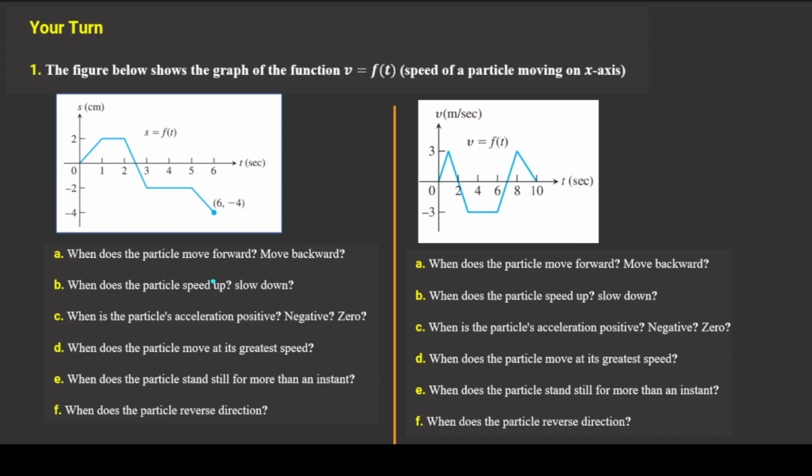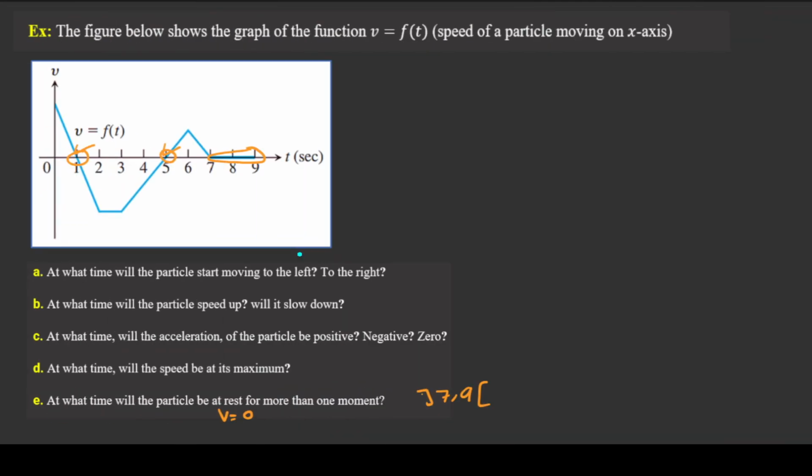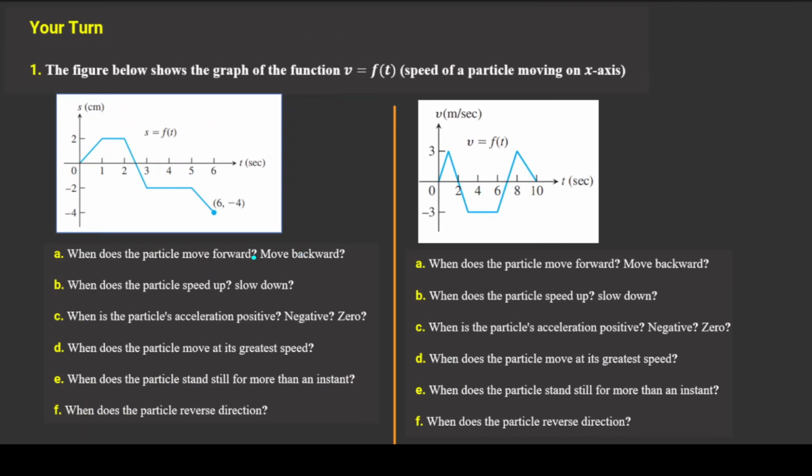Okay guys, here we have two other examples to practice: when does the particle move forward and move backward, and when does the particle speed up and slow down? Try to apply what we learned to both, and send me your results and I will check whether they are correct or not.